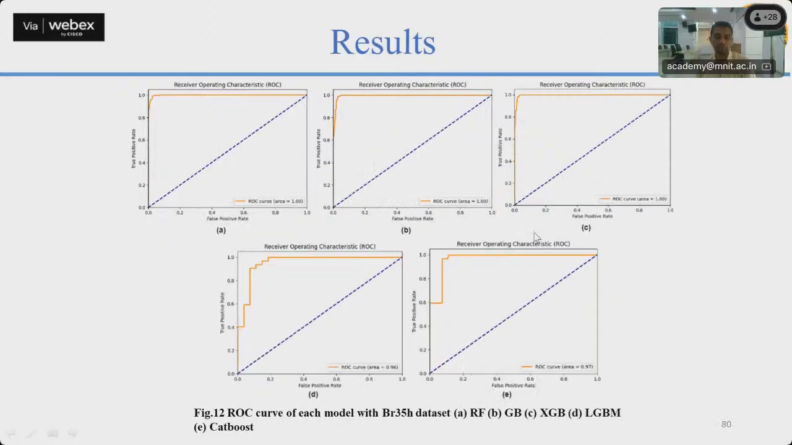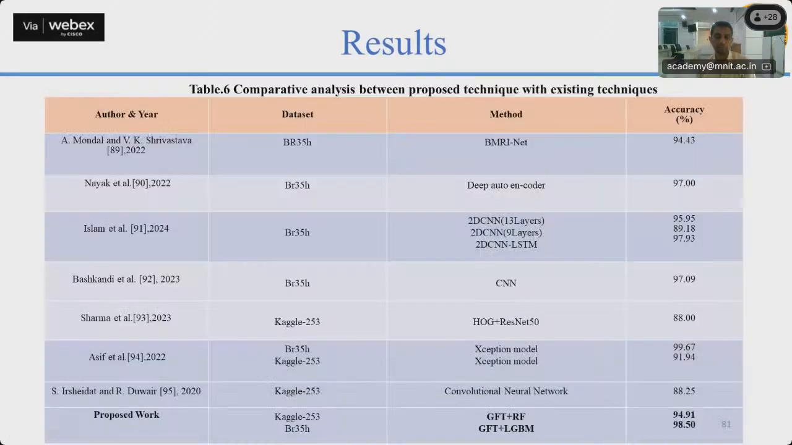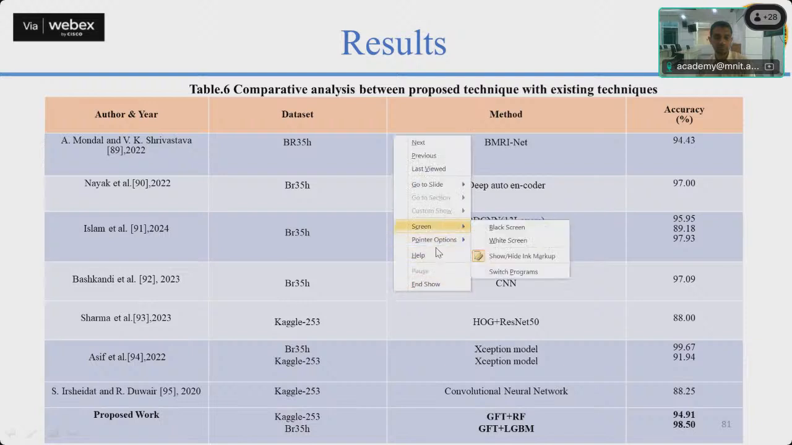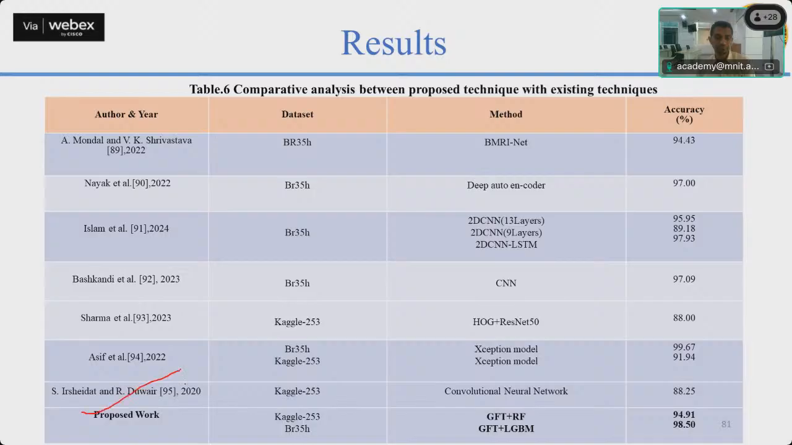So this is the Kaggle 3 dataset. This is what we have used here. This is basically the proposal that has been published in the journal. So this is such a good result. Both of them are good.